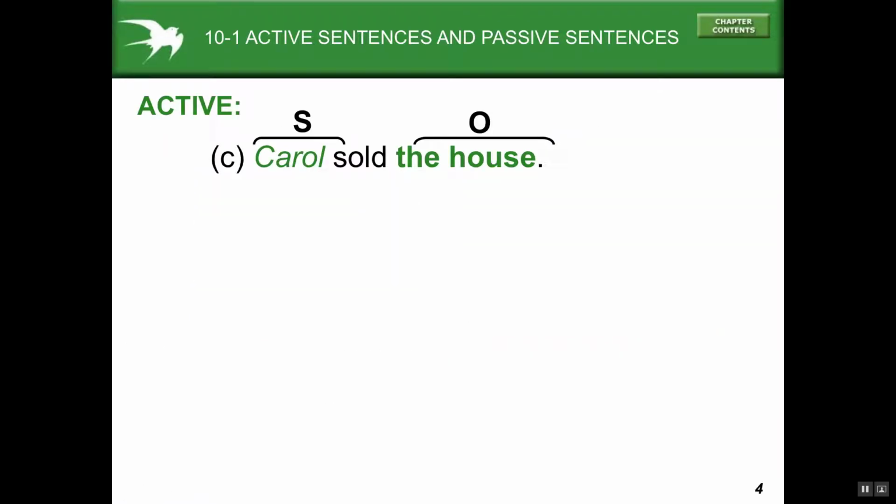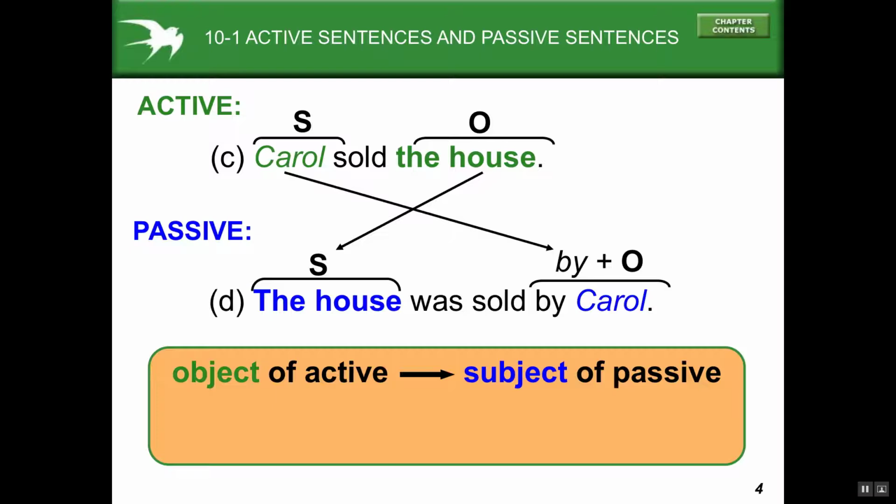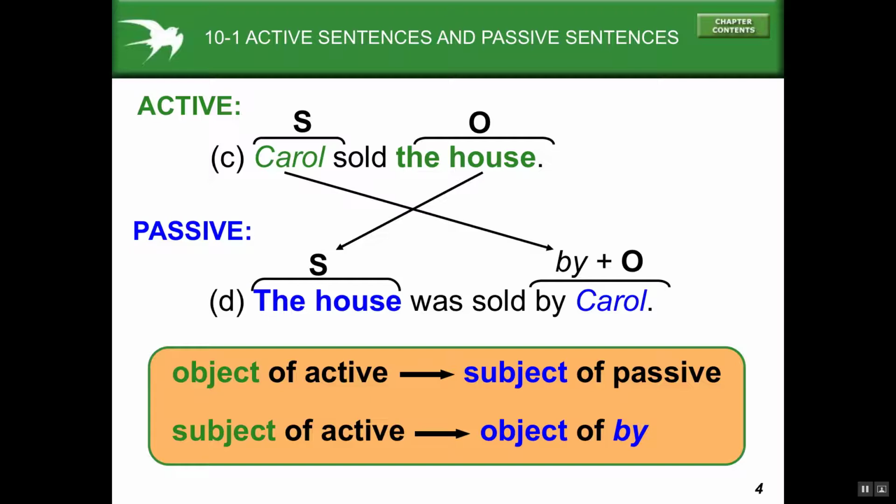So let's explain it with a different example. Here we have an active sentence: Carol sold the house. We have the subject Carol, verb sold, and object the house. That's what this O and S represent. And the passive version switches the object into the subject position. The house was sold, and the subject comes to the end after the by phrase, by Carol. So basically, the object of the active sentence becomes the subject of the passive, and the subject of the active sentence becomes the object of by.